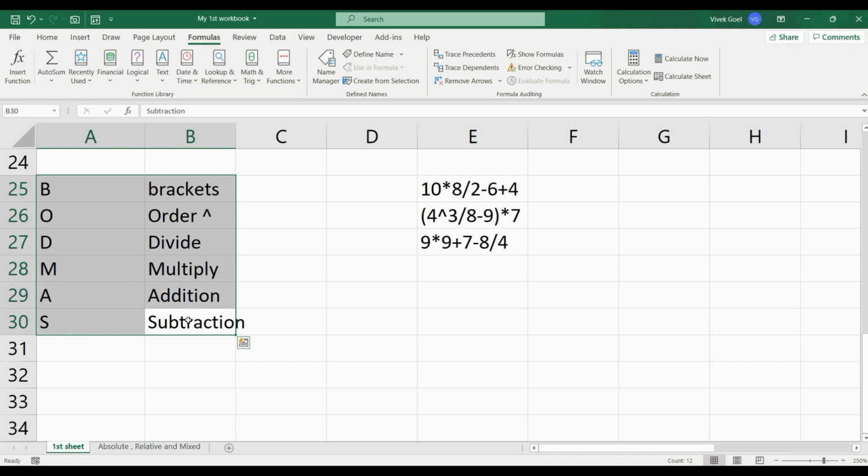To refresh your memories, here are some quick exercises. What will be the output of the following? 10 multiplied by 8 divided by 2 minus 6 plus 4. Bracket open, 4 order 3 divided by 8 minus 9, bracket close, multiplied by 7. 9 multiplied by 9 plus 7 minus 8 divided by 4.